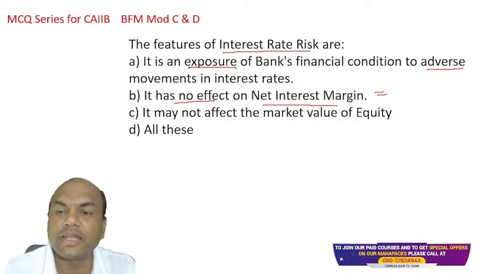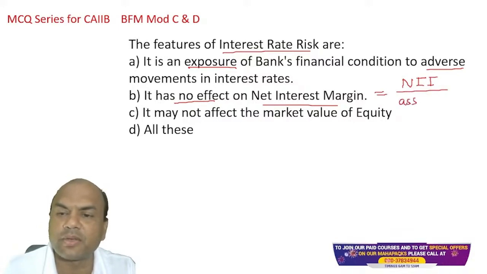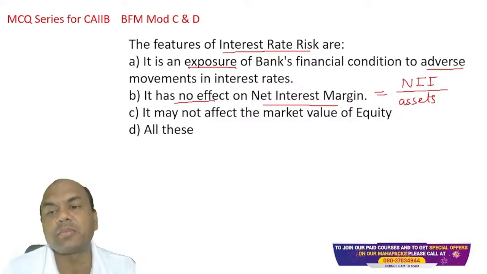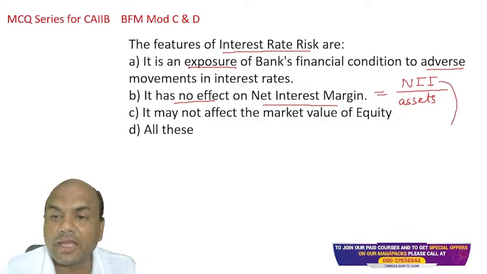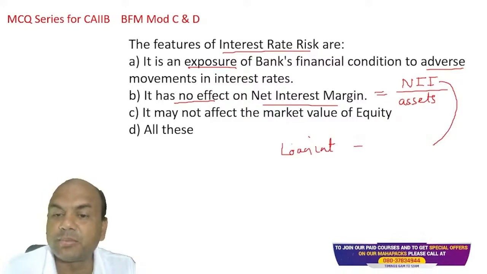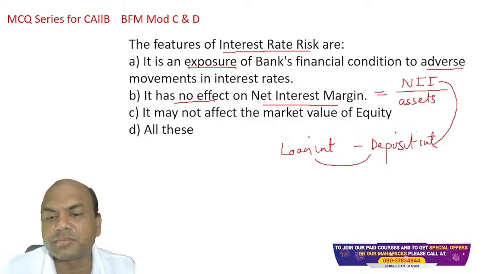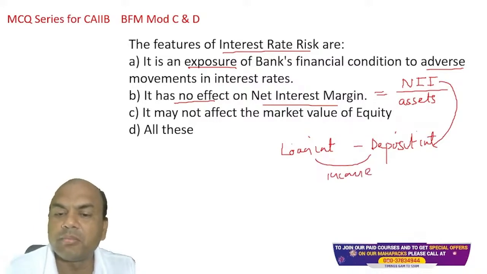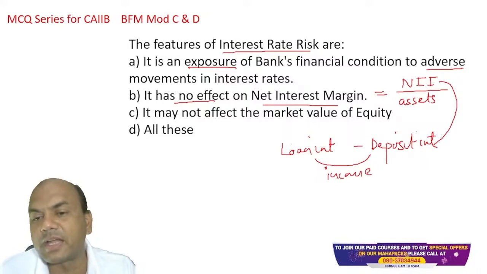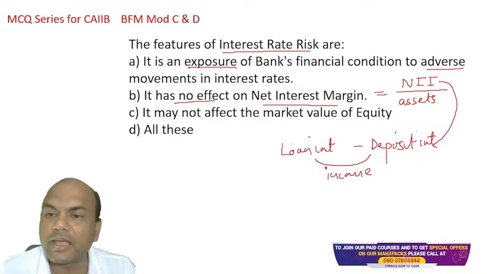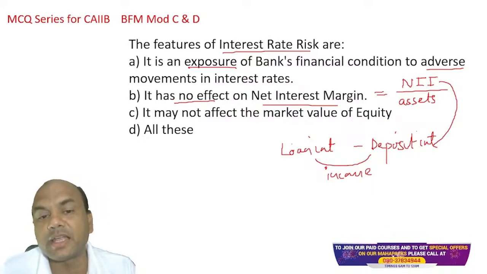Yeah, it is NII divided by assets, performing assets you can call it, or just call it assets also, it's okay. Performing assets, that's the right word. NII upon performing assets. Now what is NII then? NII means the loan interest which I get minus the deposit interest. That difference is known as my NII. That is my income, the income of the bank. How does the bank earn? Bank gives loan and gets interest, and takes deposit and gives interest. The difference is the income. So that is NII. This NII, when I divide it by the performing assets, I get NIM.